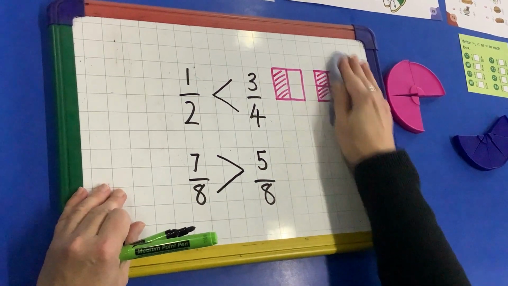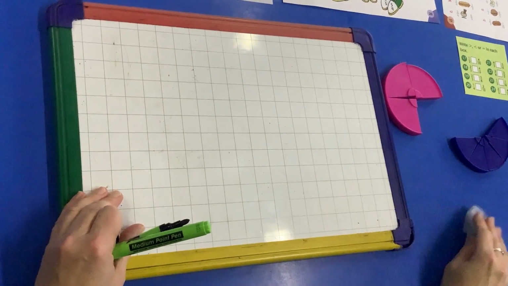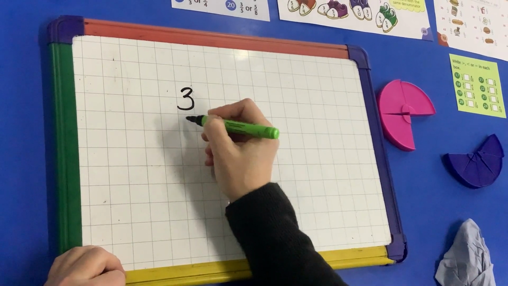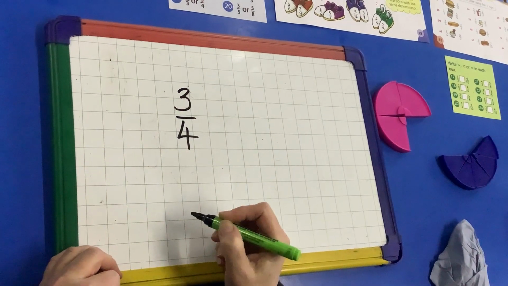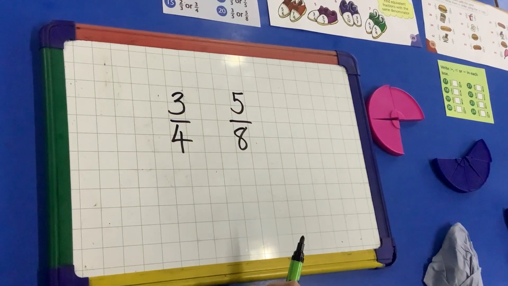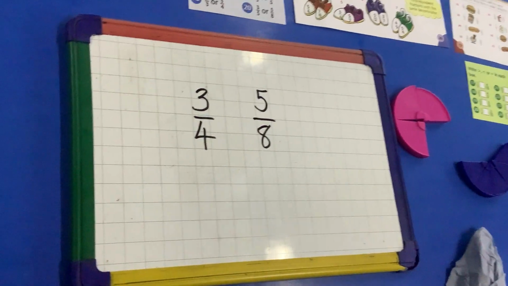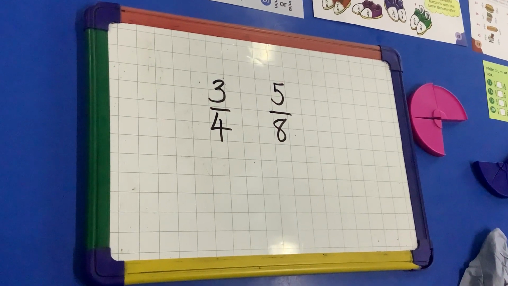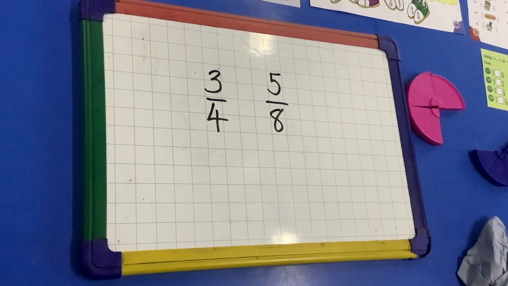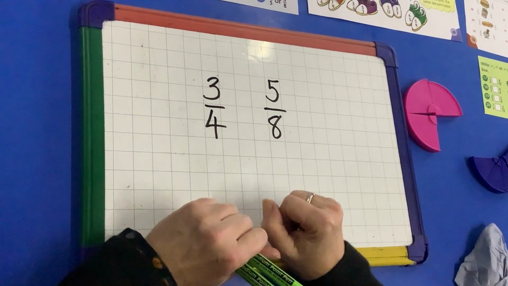Now the problem comes when your denominators are different numbers. So the example I've picked is 3/4 and 5/8. Now some of you might well be able to picture this in your minds or draw diagrams. But if you can't, a way round it is to use equivalent fractions. Remember I said a few lessons ago that equivalent fractions can really help you with lots of different things when you're working out fraction problems. And this is one of those times.